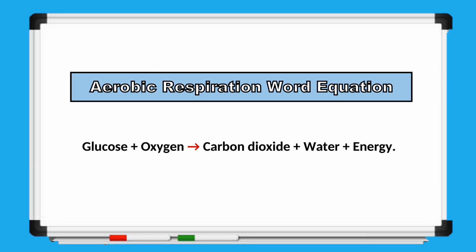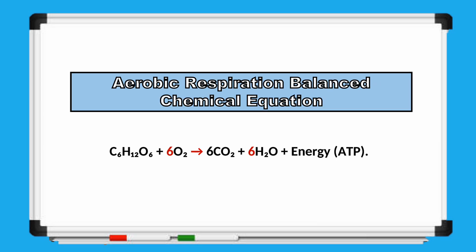So, in exams, whenever you're asked for the word equation of aerobic respiration, you can say it like this: glucose plus oxygen produces carbon dioxide, water, and energy. And for the balanced chemical equation of aerobic respiration, you can say C6H12O6 reacts with O2 to produce CO2, H2O, and energy in the form of ATP.